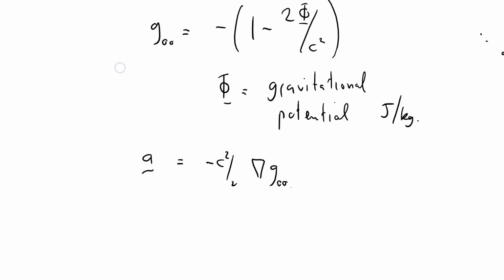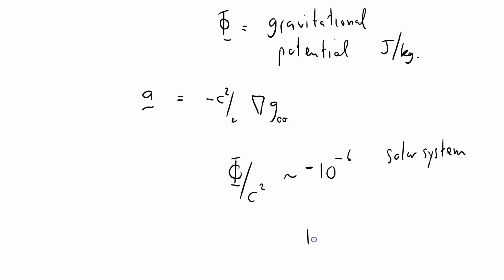I just want to make the observation that phi over c squared, which is dimensionless, is of order 10 to the minus 6 in the solar system. Oh, it's negative, isn't it? Minus 10 to the minus 6 in the solar system. Obviously very, very small. And even if you deal with white dwarfs, it's 10 to the minus 3 or something for a white dwarf, which justifies our linear approximation.